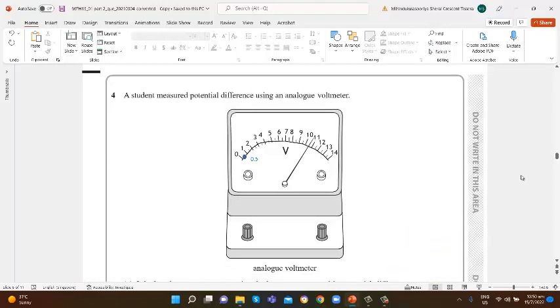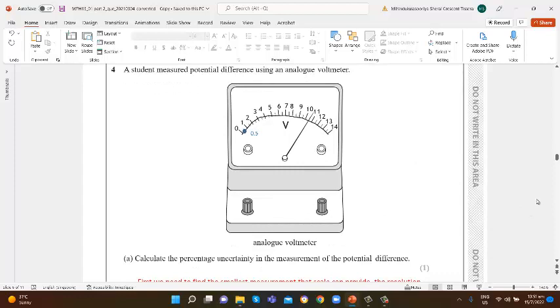And question 3 is done. So we'll move on to question 4. I hope question number 3 is clear for you. So now see question 4. A student measured a potential difference using an analog voltmeter. Okay, so this is the analog voltmeter. Calculate the percentage uncertainty in the measurement of potential difference.